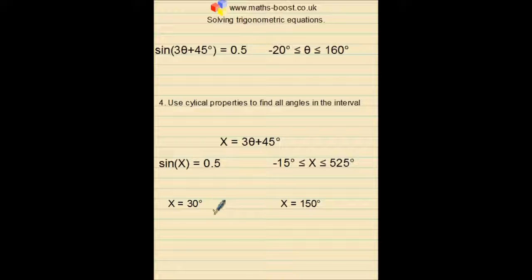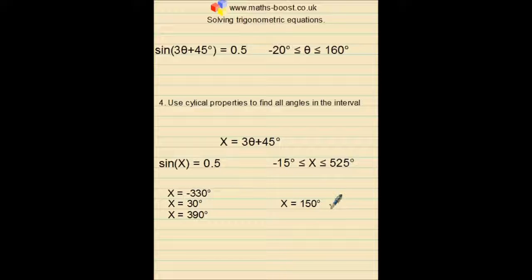So I'm going to add 360 to 30 degrees. There's no point in me adding another 360 degrees because I can see that's going to take me beyond the interval. But I'm going to subtract 360 degrees as well just to be sure, and I get minus 330 degrees.